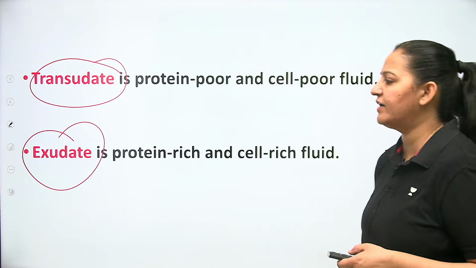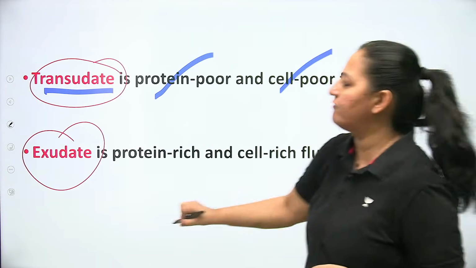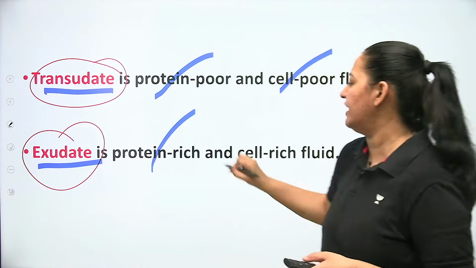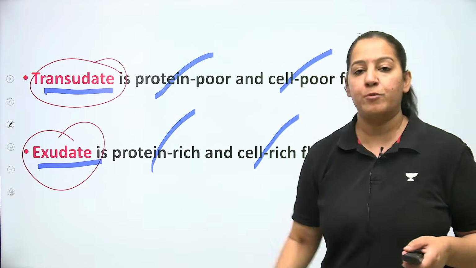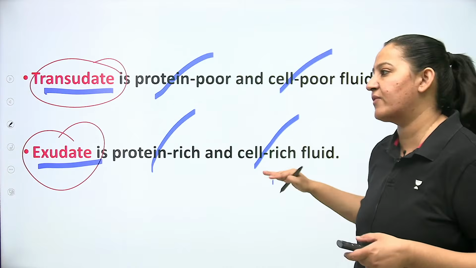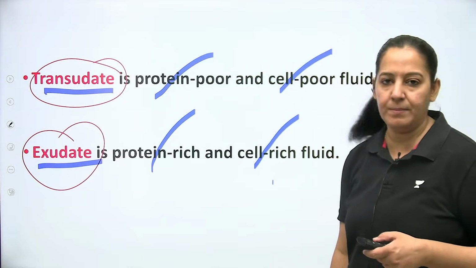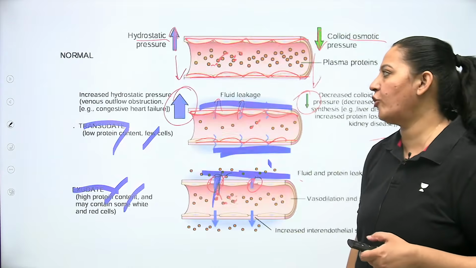So what are the two types of edema? What is the definition of transudate? It is protein poor, cell poor. And what is the definition of exudate? It is protein rich, cell rich. Now you will never forget. Protein poor, cell poor edema is transudate. Protein rich, cell rich edema is exudate. You got my point? If you got my point, give me a thumbs up. If you have any doubt, please ask it.